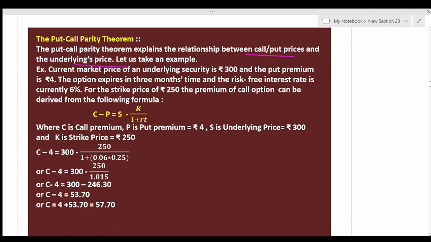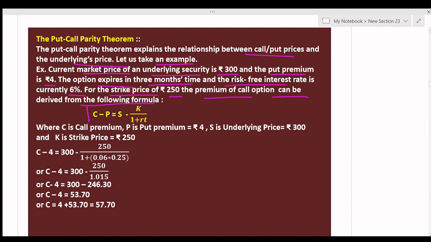Let us take an example. The current market price of the underlying security is rupees 300 and the put premium is rupees 4. The option expires in 3 months' time. T is equal to 3 months, that is 0.25 year. The risk-free interest rate is currently 6%. For the strike price of rupees 250, the premium of the call option can be derived from the following formula. You should remember this formula.